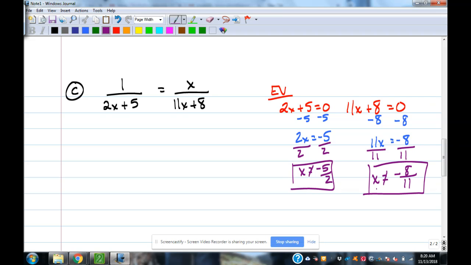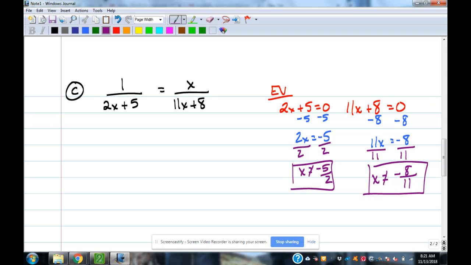I kind of bounce back and forth between saying excluded values and restrictions because in college algebra, we just call them the restrictions. In Algebra 2, they use the words excluded values some and restrictions other times. So they're the same thing, though. So when I start bouncing back and forth.